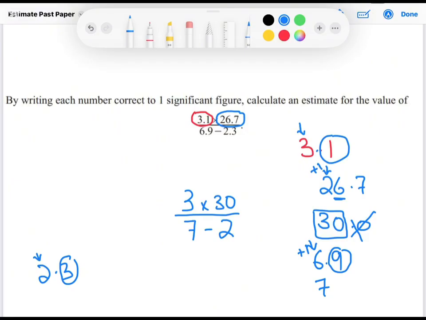Now we need to solve this one. 3 multiplied by 30 will be 90, and 7 minus 2 will be 5. Now we will solve simply. 5 nines are 45, 5 ones are 5, and 4 will be carried, so 5 18s are 90. So the final answer we got is 18. So the estimated value we got is 18. So I hope everything is clear. Now moving towards the next question.